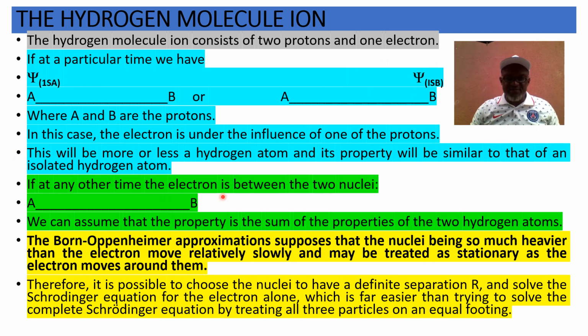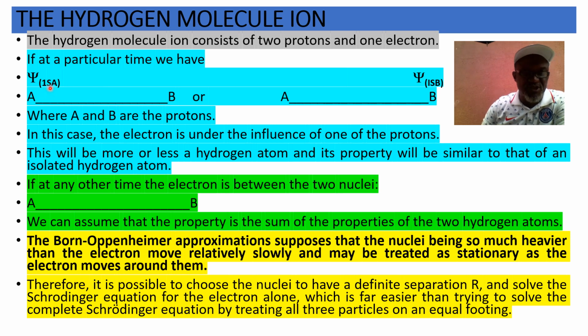Now, if at any other time the electron is between these 2 nuclei, that is, at the middle here, assuming it is at the middle, that is, in between A and B, it is not going to be phi 1sa alone, it's not going to be phi 1sb alone. We can assume that the property is the sum of the properties of the 2 hydrogen atoms. Now, there's an approximation that helps us to do this. The Born-Oppenheimer approximation supposes that the nuclei, being so much heavier than the electron, move relatively slowly and may be treated as stationary as the electron moves around them.